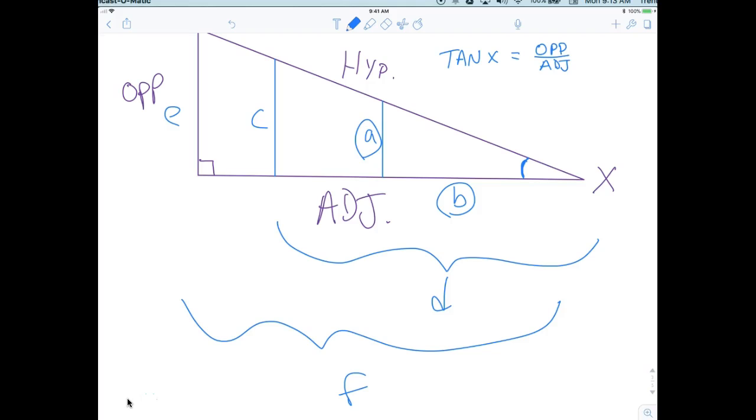I'm also going to talk about the sine of x, and the sine of x has a specific ratio. The sine of x is defined as the opposite over the hypotenuse. And then we're going to introduce cosine of x, and the cosine of x is the adjacent over the hypotenuse.